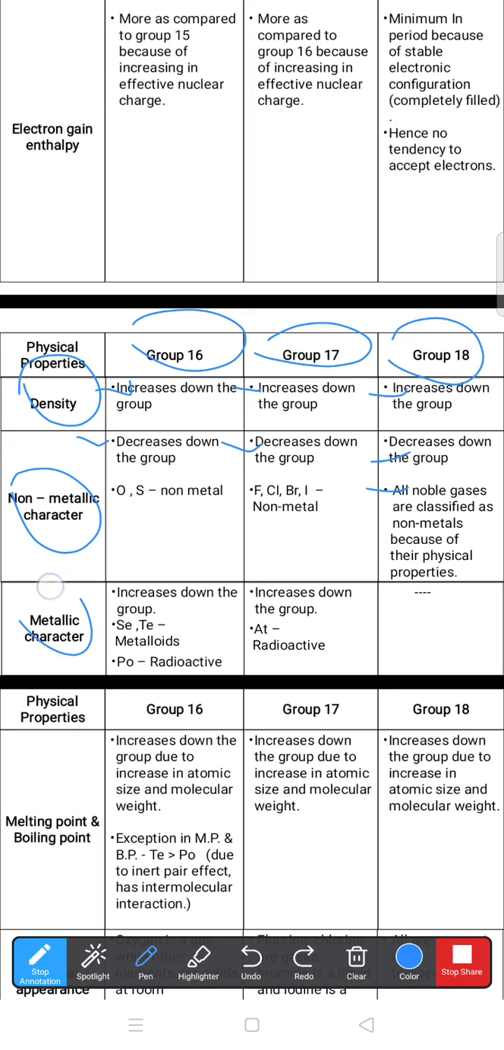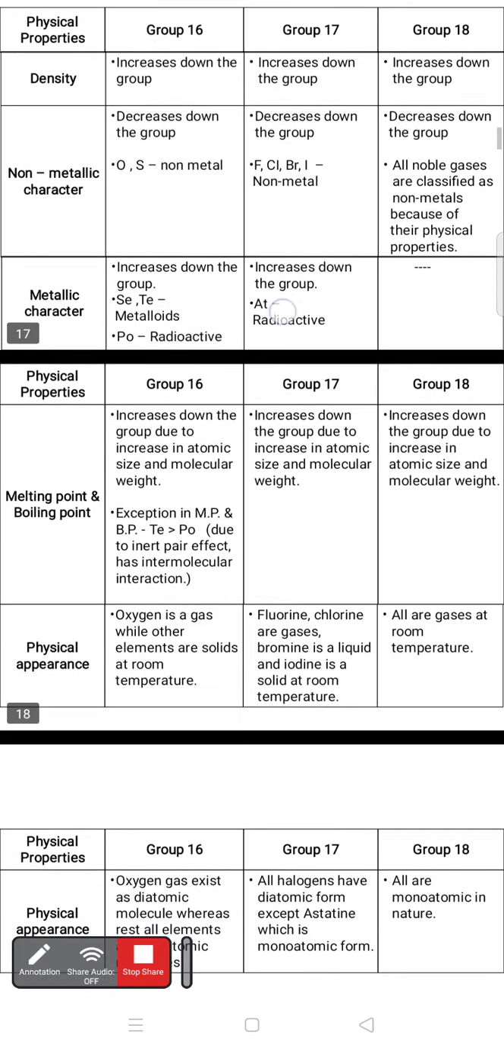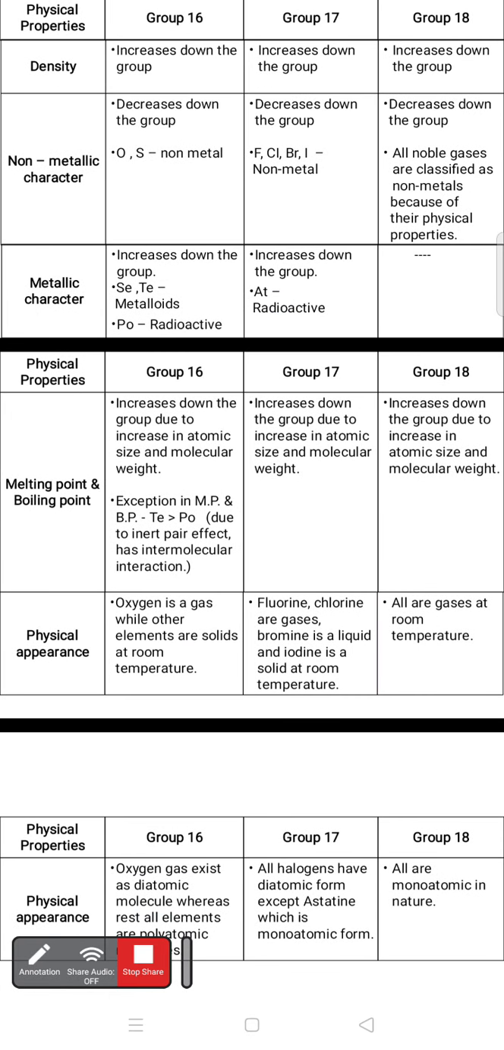Later on, metallic character. It increases down the group. Selenium, tellurium are metalloids. Then polonium is radioactive. Why is it radioactive? Because it continuously emits some radiation due to unstable nuclei. Then, in case of group 17, it increases down the group. In that, astatine is radioactive. The reason, you know, is that the nucleus is unstable. But such an effect we cannot see in case of group 18 elements. That's why there is a blank.